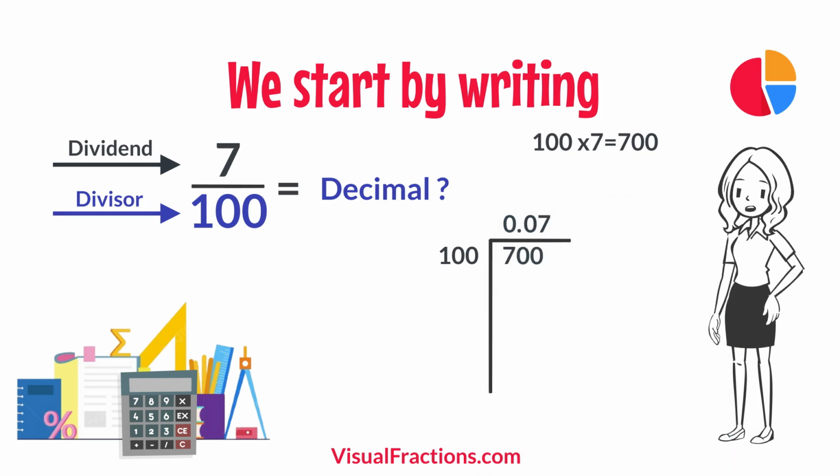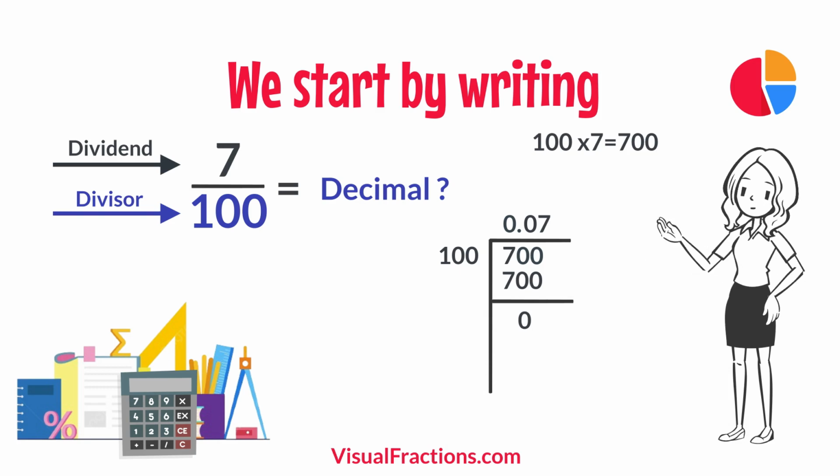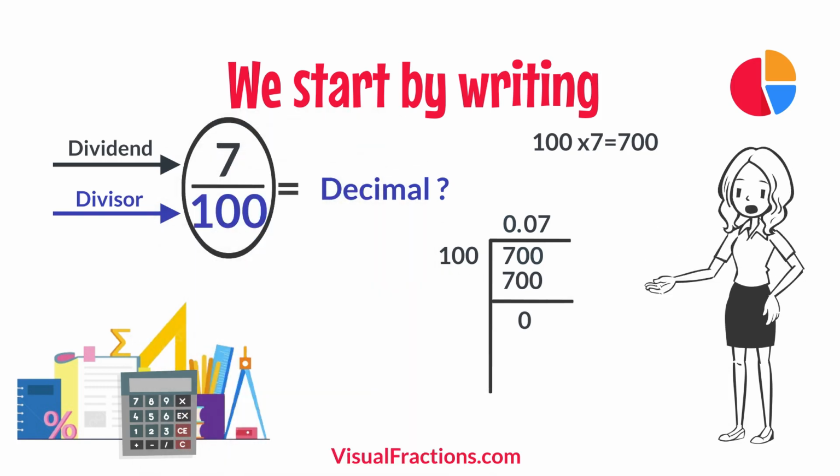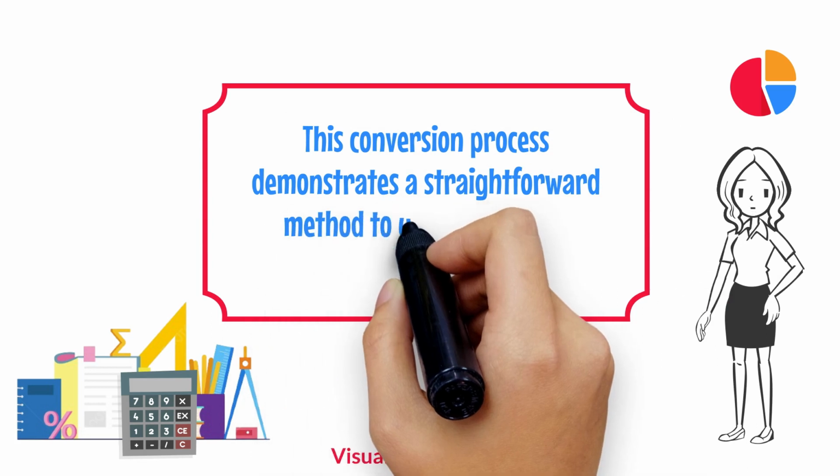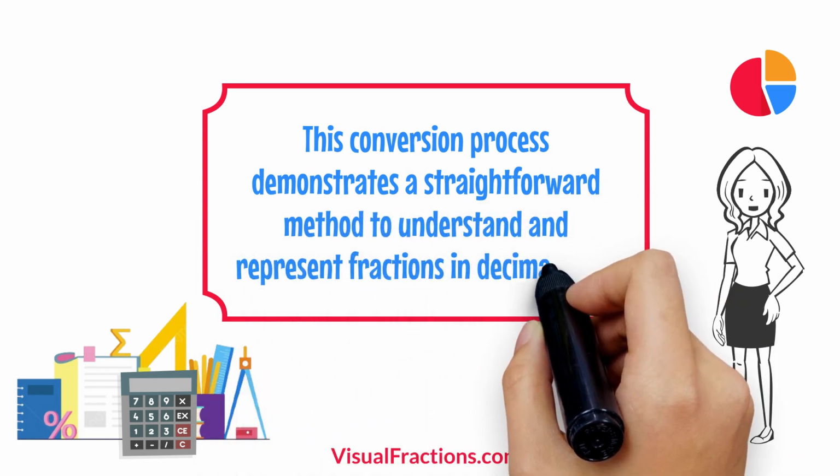Multiplying 7 by 100 gives us 700. When we subtract 700 from 700, we get a remainder of 0. So, there we have it. The fraction 7/100ths converted to a decimal is 0.07. This conversion process demonstrates a straightforward method to understand and represent fractions in decimal form.